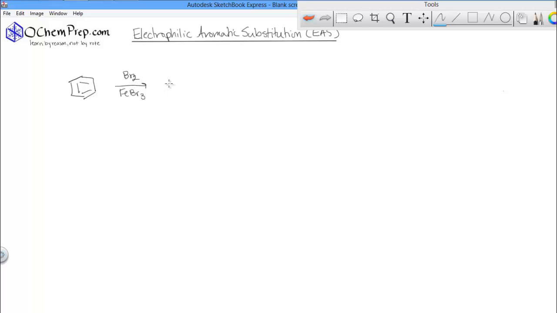So when we run this reaction, we're going to do a substitution reaction. As I said before, there's an H here. In fact, there's H's all around this benzene ring. Well, one of those H's is going to be lost and be substituted by one of the bromines, and then you make HBr in the process.